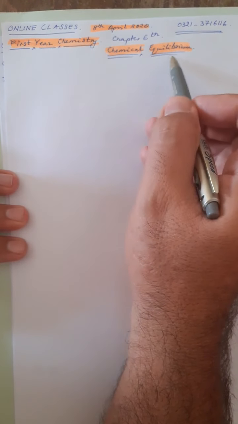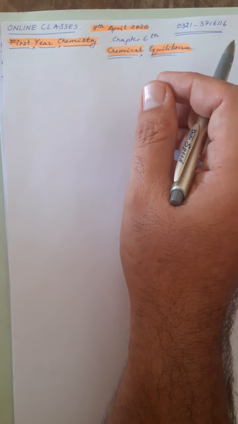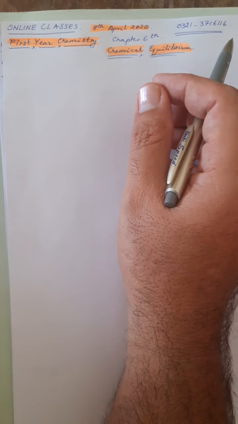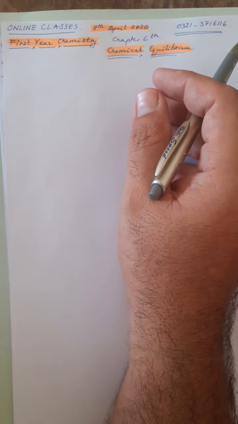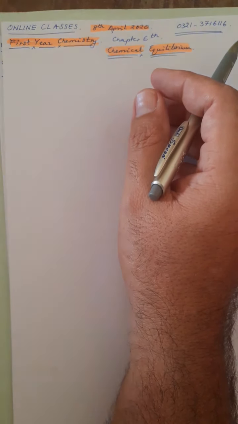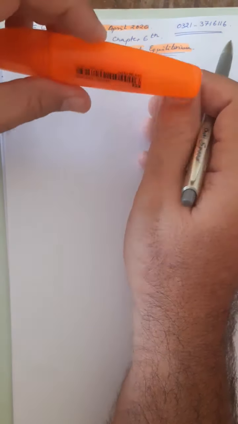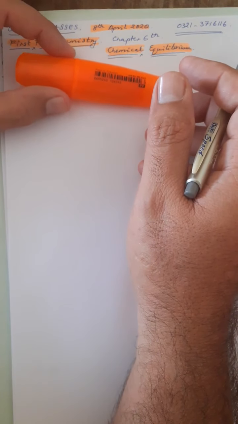So let's begin with our new chapter. It's the 6th chapter, chemical equilibrium. All right. Now, equilibrium means balance. And this topic basically is from physics. There's a physical equilibrium, like children on a seesaw, right? A book placed on a table is in equilibrium because the forces are balanced, the downward force and upward force are balanced. So this is physical equilibrium.